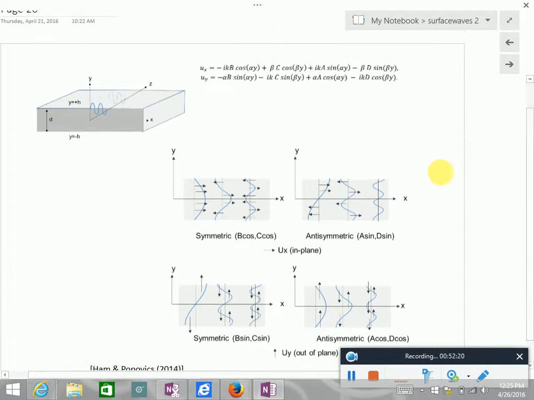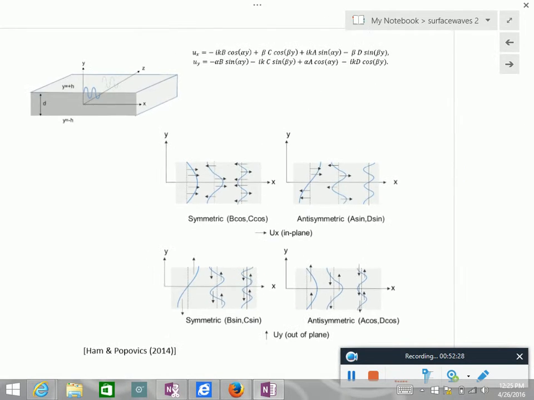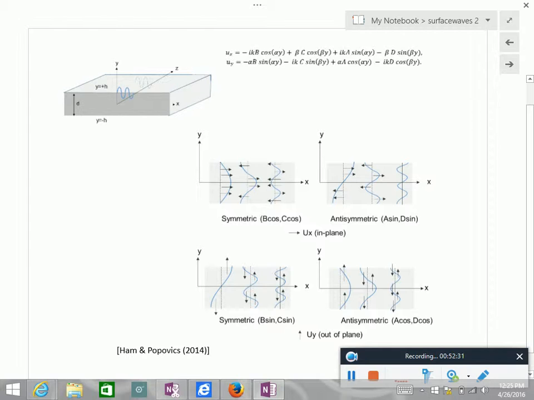So look at the formulation. And this is a cross-section to see how the particle motion looks in plane and out of plane. A lot of people think that symmetric is in plane. No, they both have symmetric and anti-symmetric components, and depending on the frequency, it can be more of this, more of that. It's a very complex interaction between P and S wave guided waves.